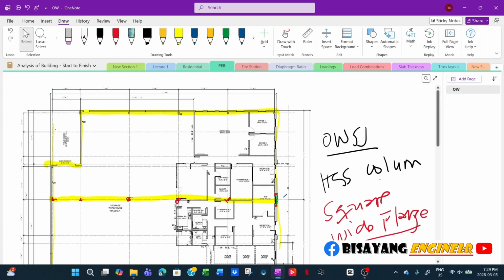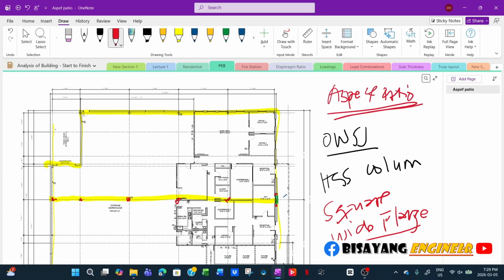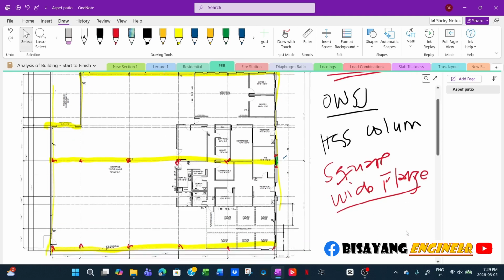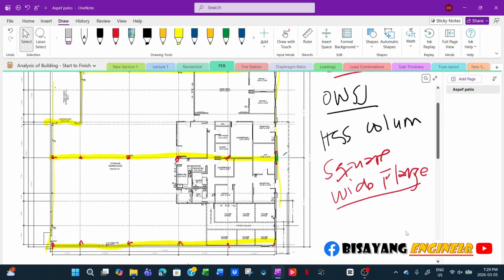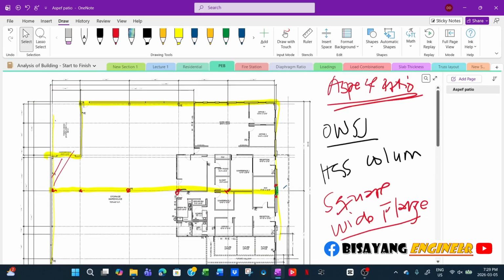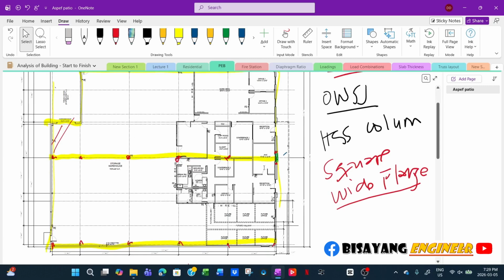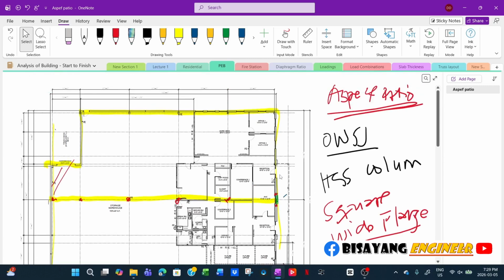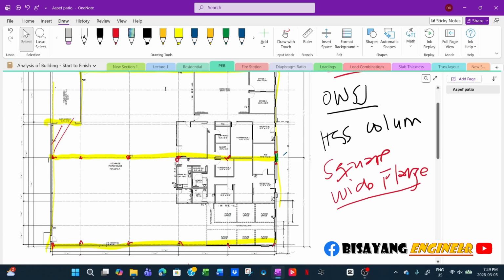So in the last video we also discussed aspect ratio, right? Aspect ratio of your roof diaphragm or floor diaphragm. So all you have to do is determine the dimensions, the requirements, whether you can design this as a single diaphragm, or if you have to divide. Now, if you notice, this is almost the same dimensions, length and width, of the building.